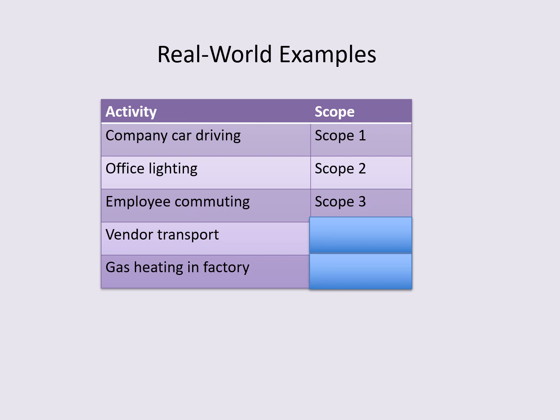For the product to be ready, you bring the employee here, which is in the supply chain, right? So commuting is scope 3. Vendor transport, it is upstream, right? It will also come under scope 3. Upstream or downstream, whatever it is, it is scope 3. Gas heating in factory comes under scope 1, direct heating. Once you do direct heating, it comes under scope 1. I hope so. Since you answered in the right way, you are understanding what is scope 1, scope 2, and scope 3.